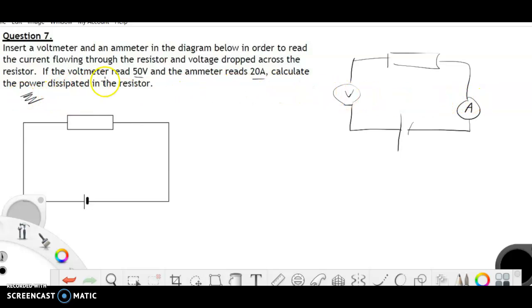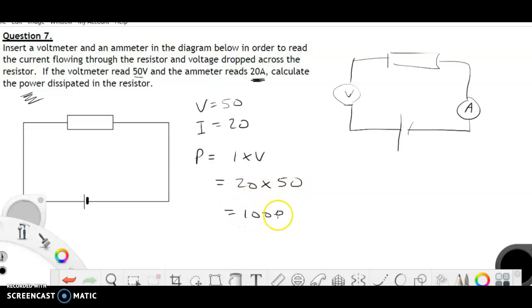Calculate the power, and we know the voltage, so we know that V equals 50, and we know the amperage, so that's current I equals 20, and the power P is simply I multiplied by V, so that's going to be 20 multiplied by 50. 2 5s is 10, and add on the 2 zeros there, and we get 1000 for the power. So the power equals 1000, and power is measured in watts, big W.